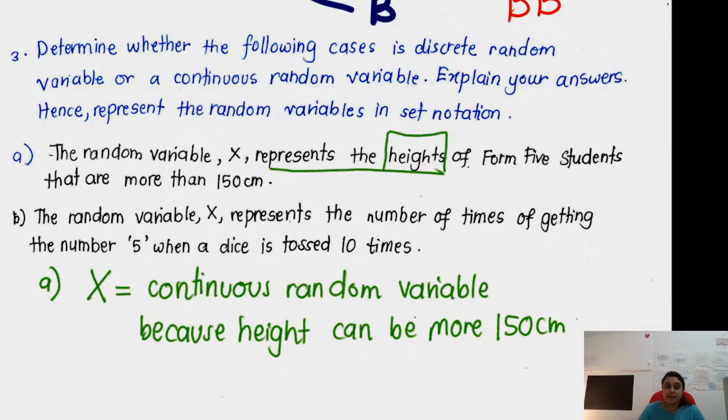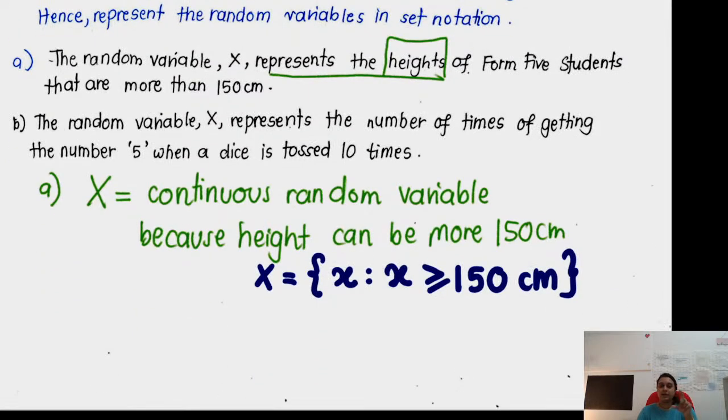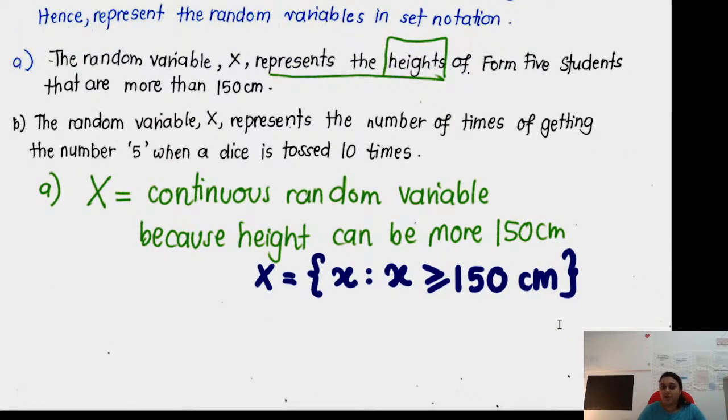So therefore when you write your set notation, X equals, X you put the double dot. This is set notation. So X is bigger than or equal to 150 cm. This one we learned when we were in Form 4 for sets. We learned for sets how to write the set notation.